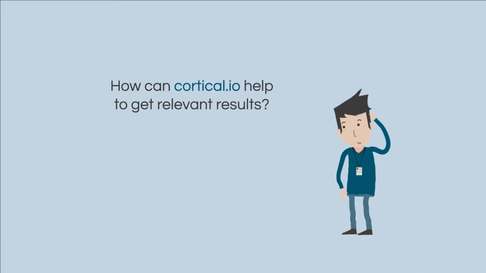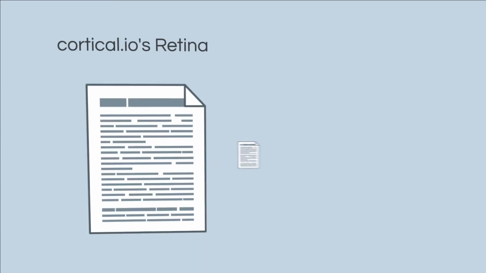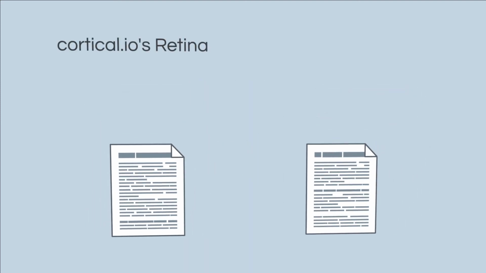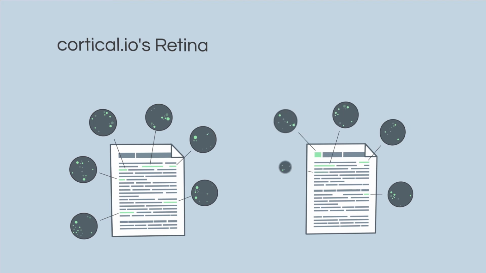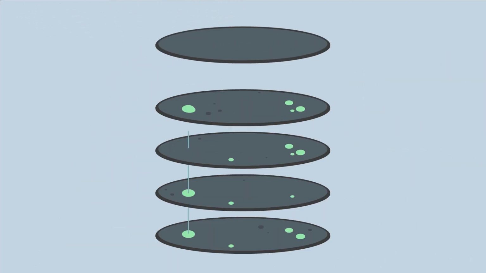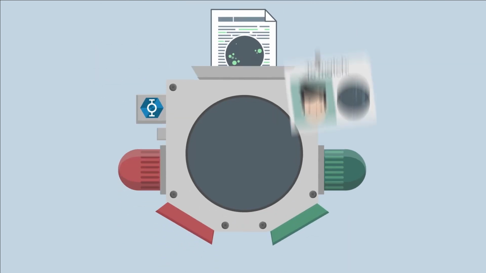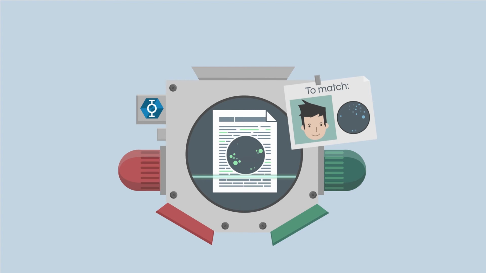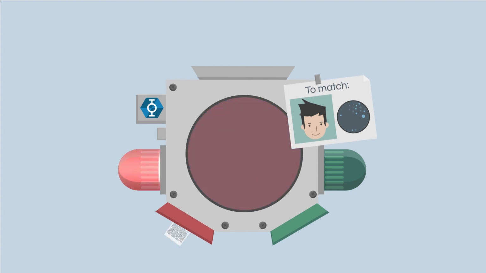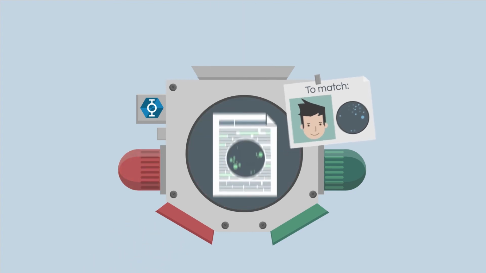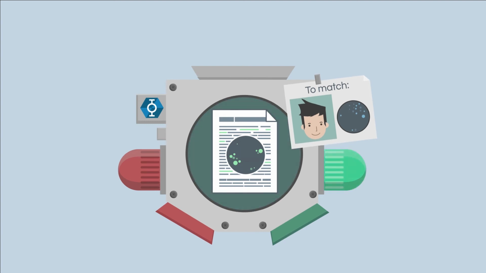How can Cortical.io help to get relevant results? Applied to the news feed subscribed to by Michael, the Cortical.io technology will generate the fingerprints of every word contained in every single article, merge them into a single compound fingerprint for each article, compare every article fingerprint with a filter fingerprint representing Michael's interests, and forward the articles that have a high similarity to Michael's filter.